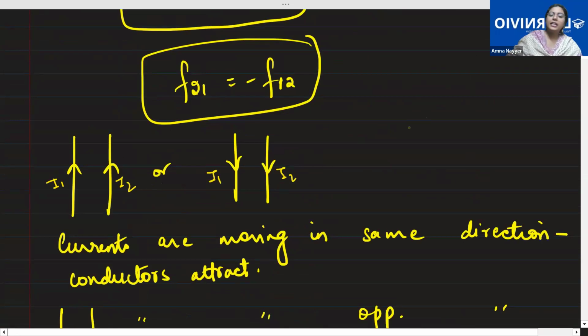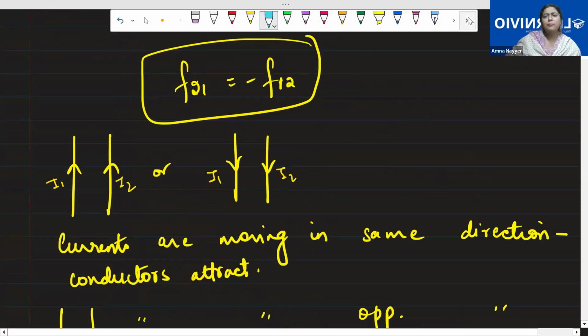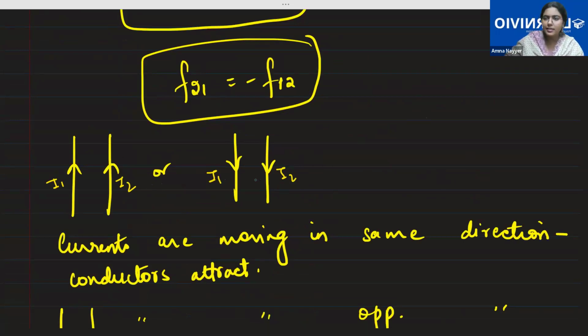When the current is moving in the same direction, whether upwards or downwards, in both the wires, it is in the same direction. Both are upwards or both are downwards.